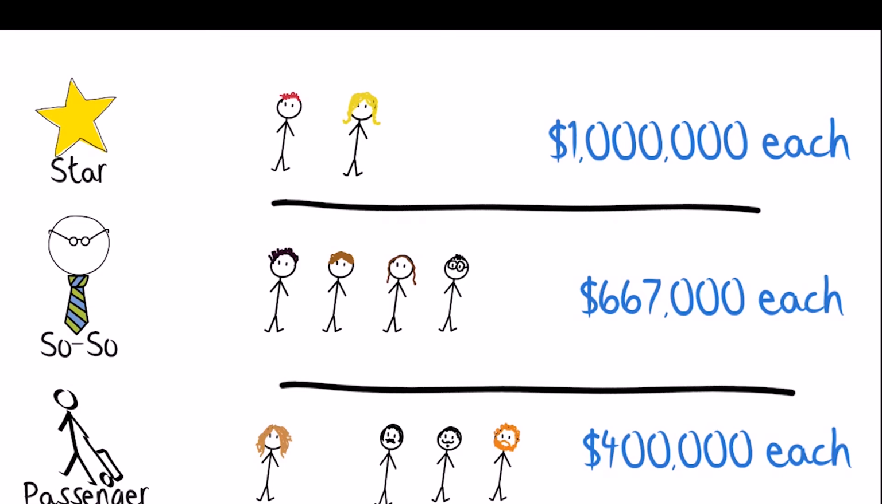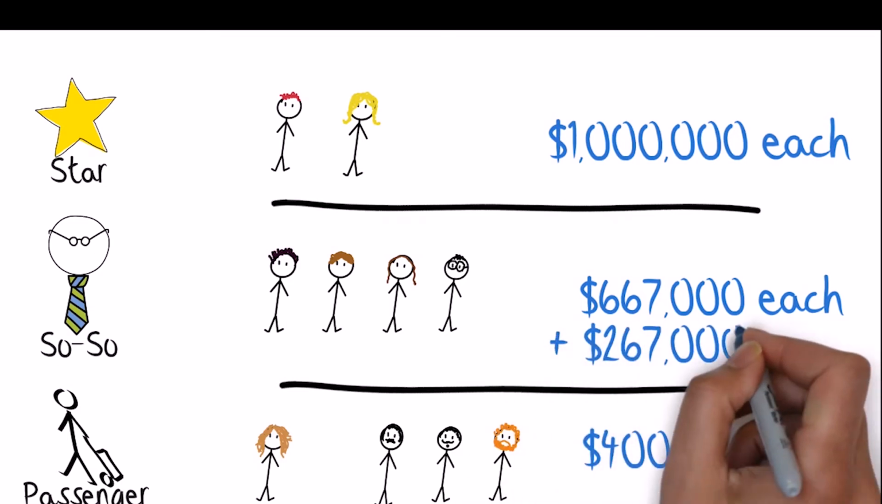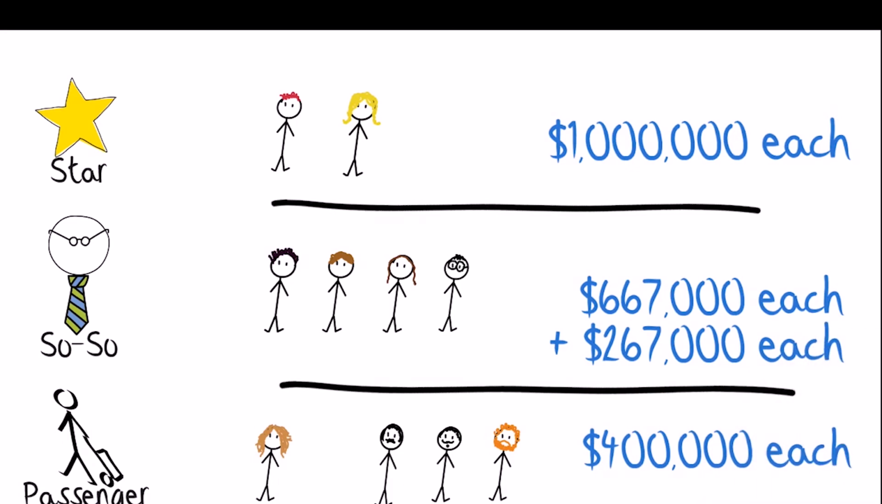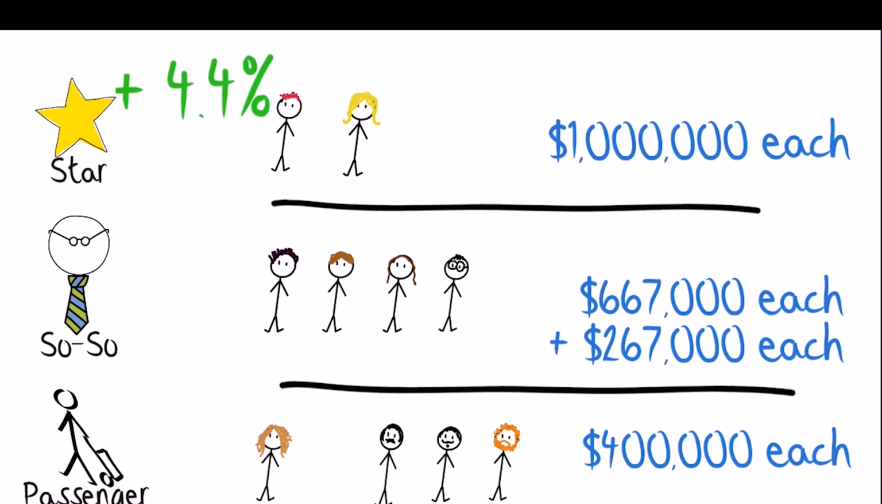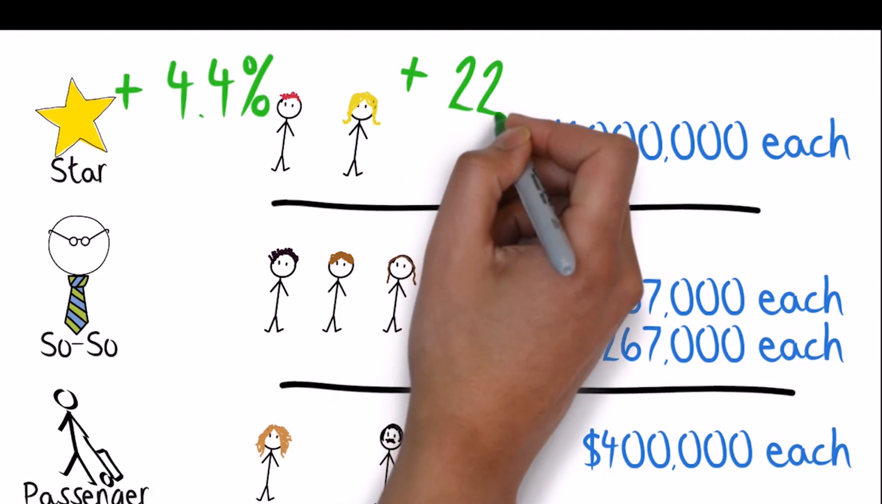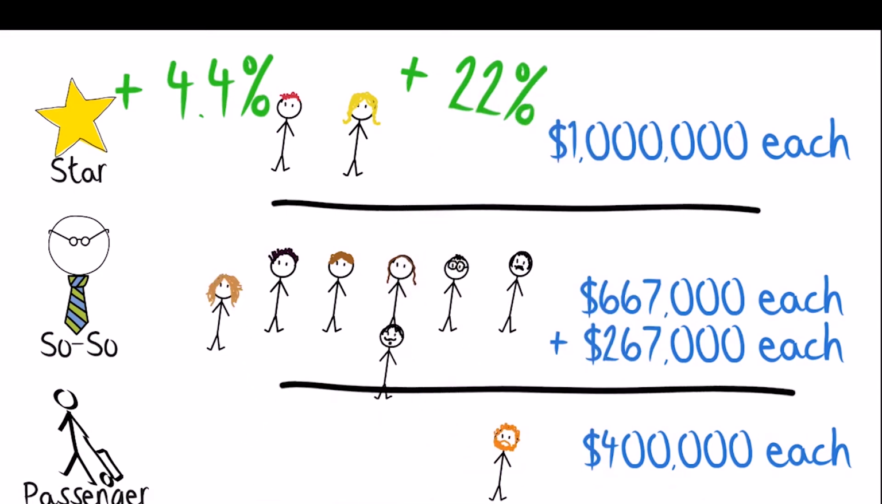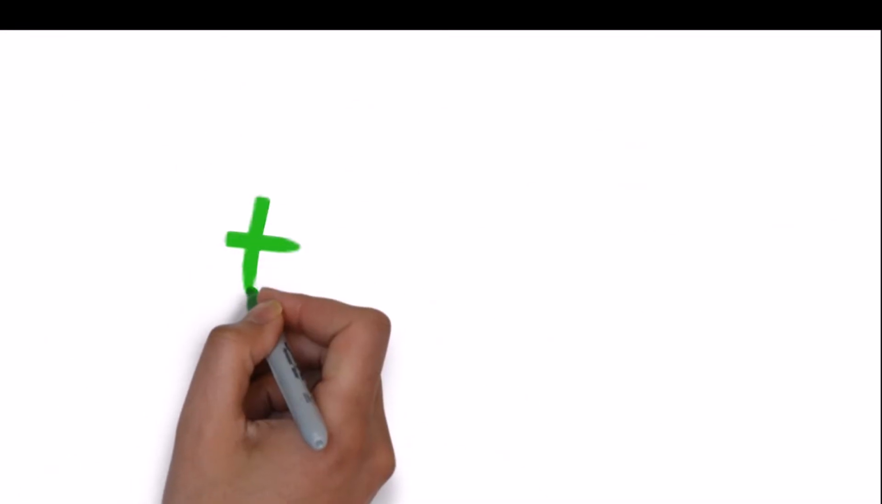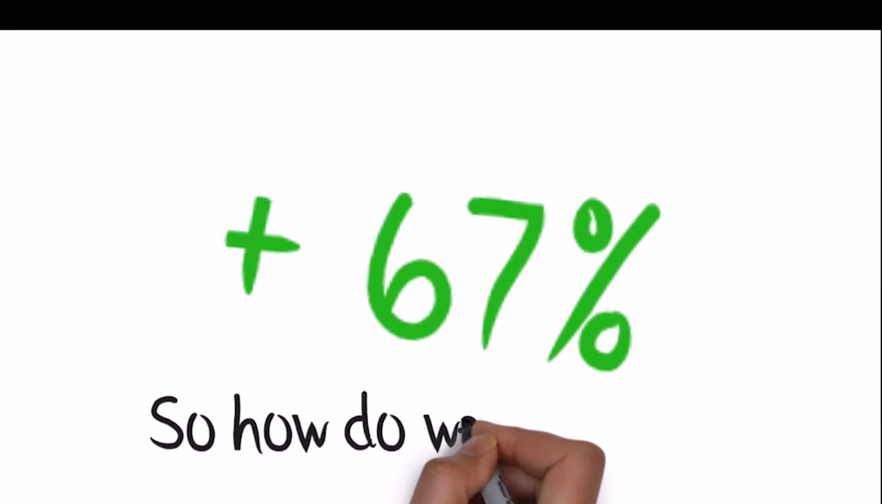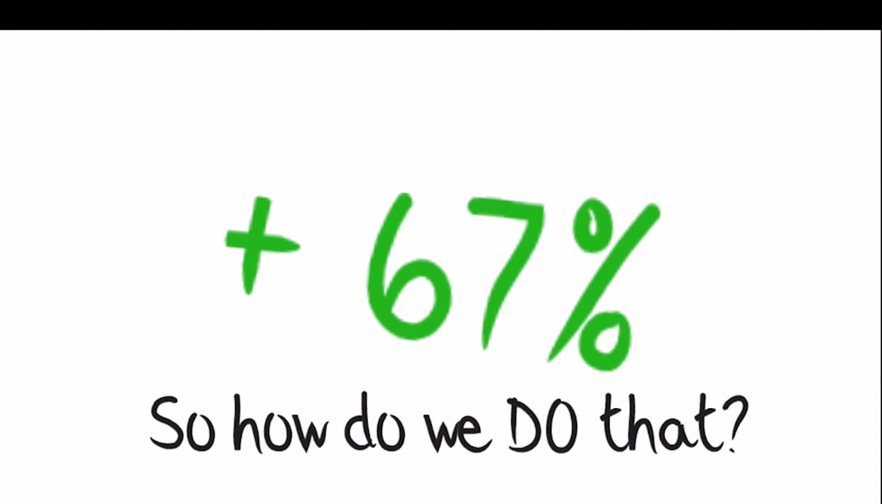It is clear when we divide our team this way that for each of the 5 passengers that can move up to the so-so level adds $267,000 in additional sales. That is a 4.4% increase if just one of them moves up, and 22% increase if they all move up. And what happens if we could move everyone to the star level? That would be a 67% increase in revenue. Who could think of a better, more cost-effective way to increase sales? So how do we do that?